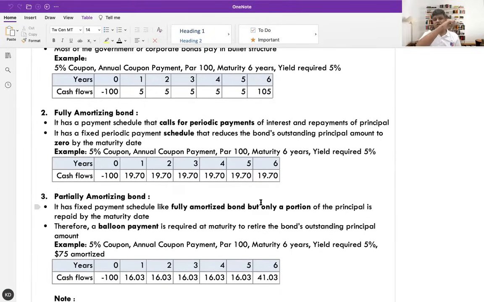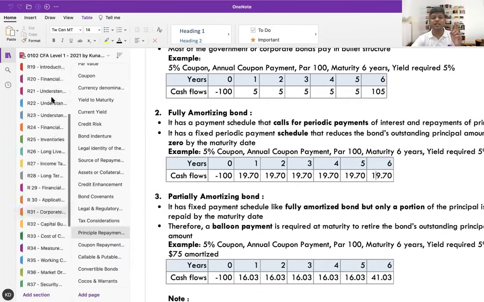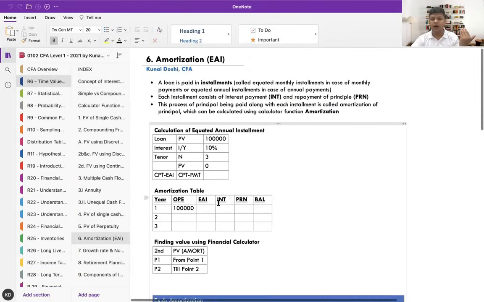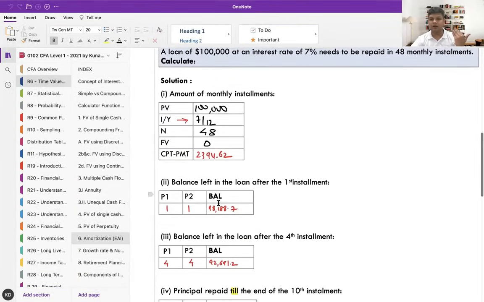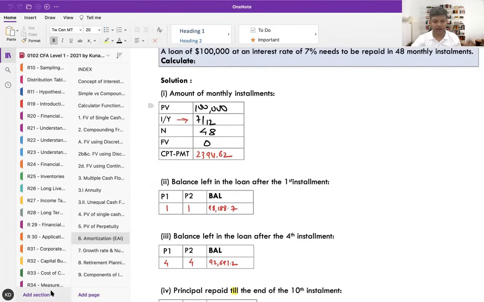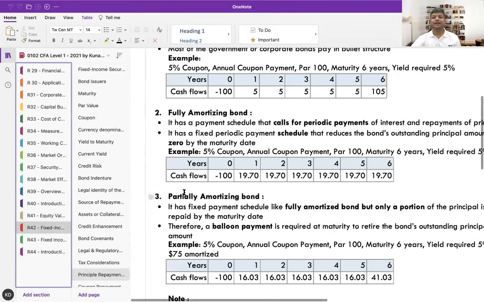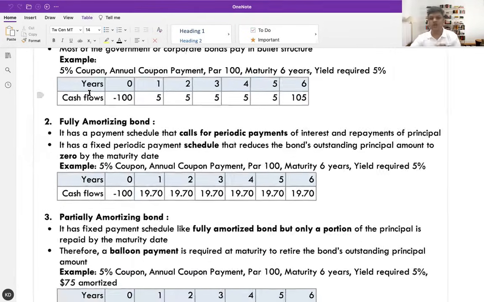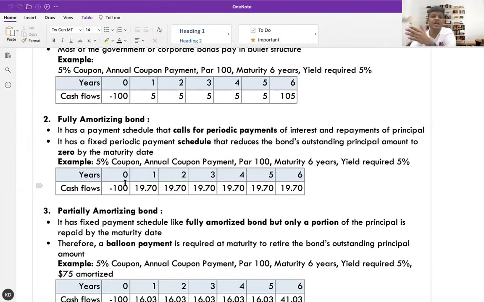You remember amortization from costing, amortizing of bonds, right? Equated annual installments. Everyone, remember this? We had done this 25, 30 years back, right? So in an amortizing bond, every year your cash outflow is the same. Your principal amount will be repaid in equal phases. Is that clear? That's called a fully amortizing bond.